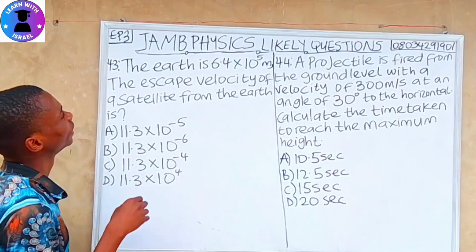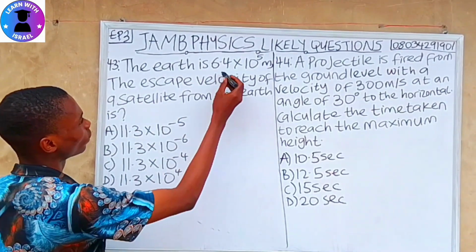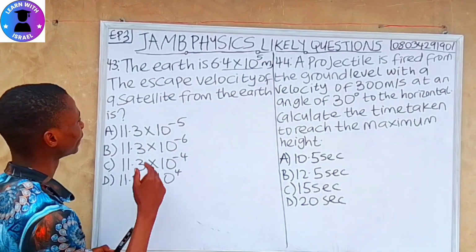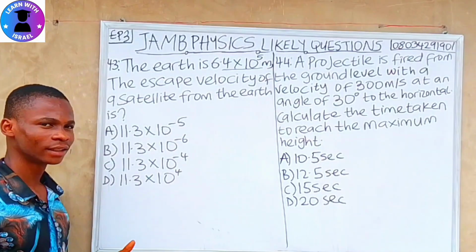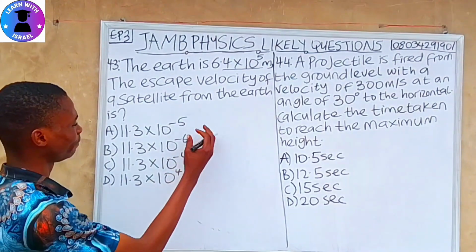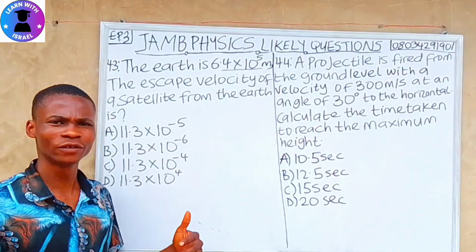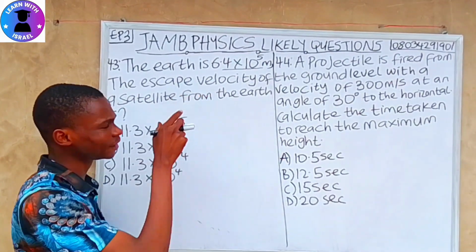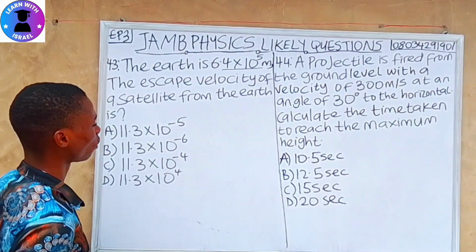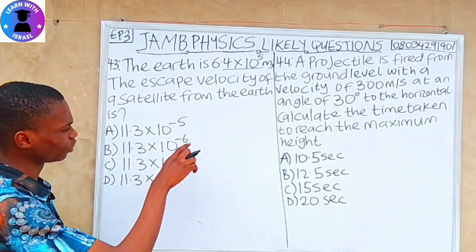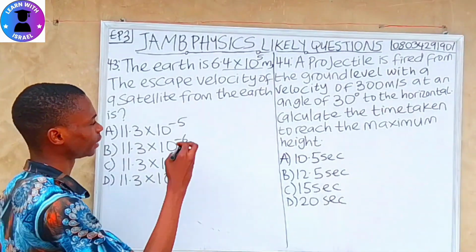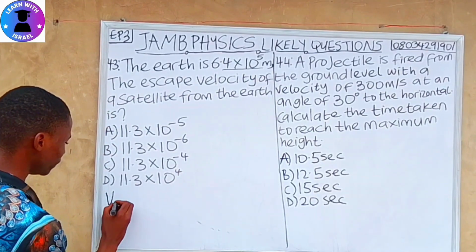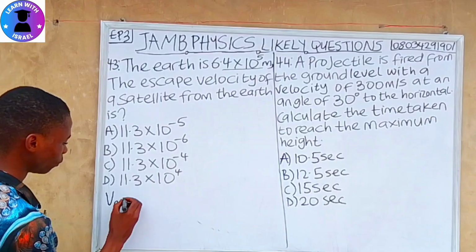Question 43. The radius of the Earth is 6.4 times 10 raised to power 5 meters. The escape velocity of a satellite from the Earth is. You can't just solve this question by picking a random answer. You have to know the formula. Escape velocity has a formula. Let me give you the formula so you can solve the question, and make sure you drop the answer in the comment section.